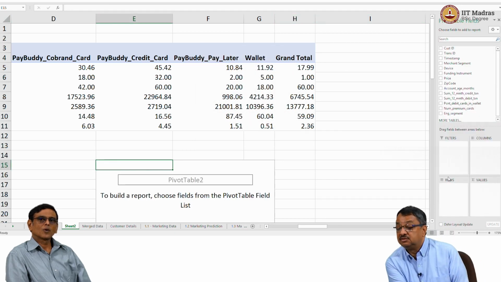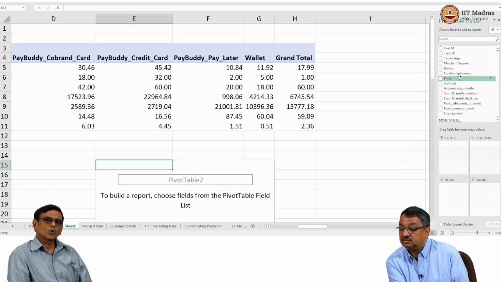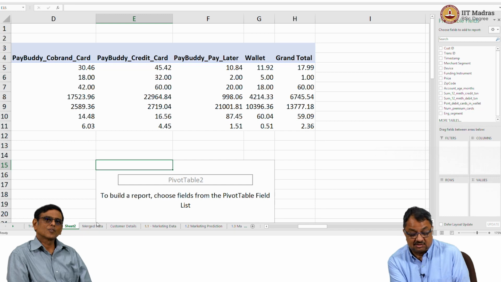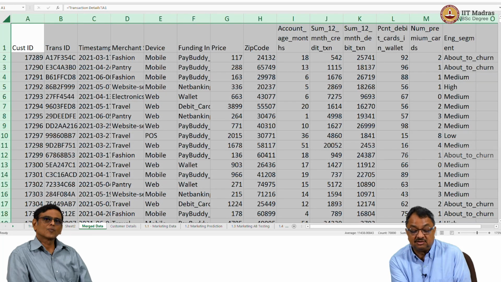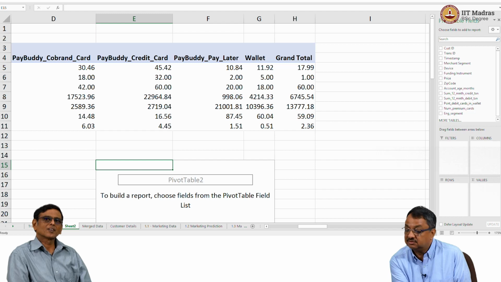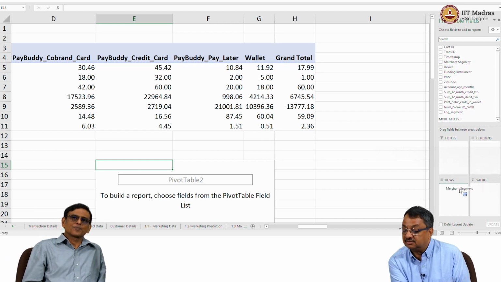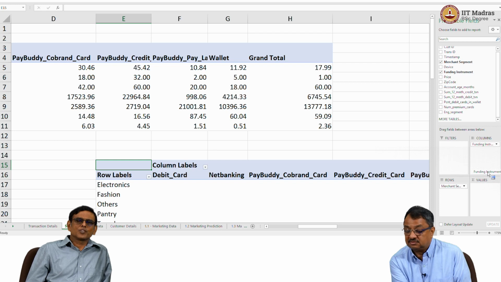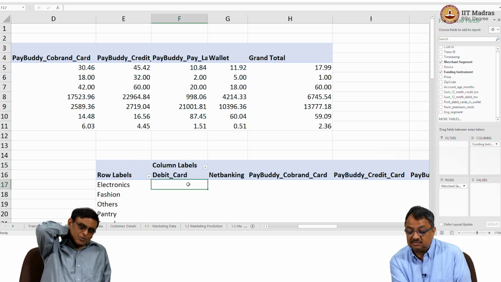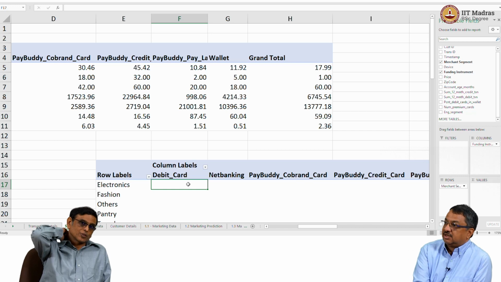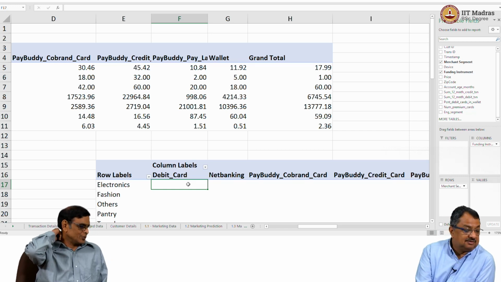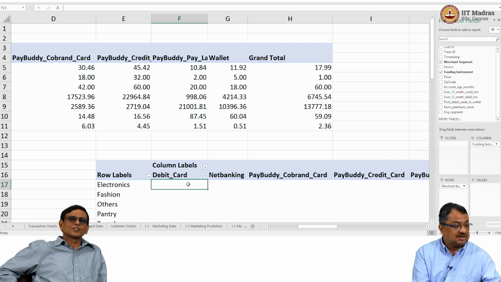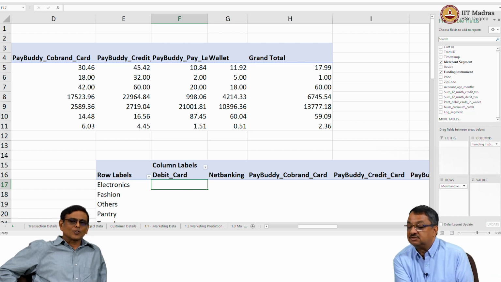You want row as category. What was it called? Merchant type. Merchant segment. And funding instrument is the column. And some transaction value you can take. Do you want count or average of transaction value? Average of transaction value will be nice. Actually, first let's just do count. Yeah, let's do count.